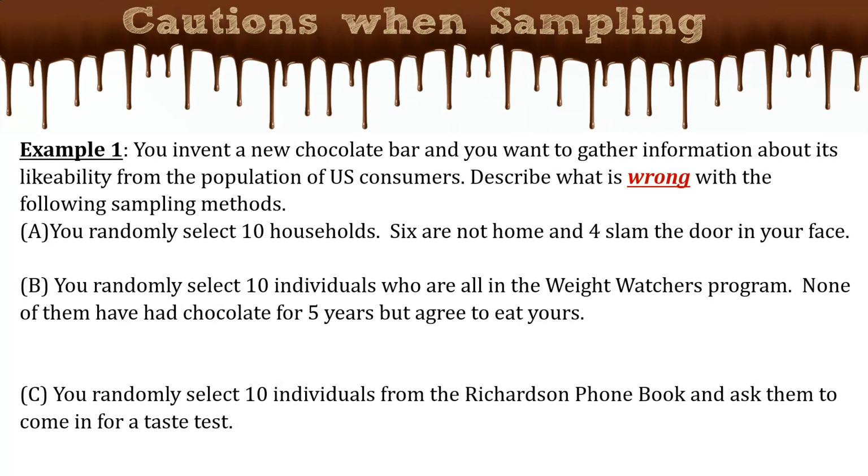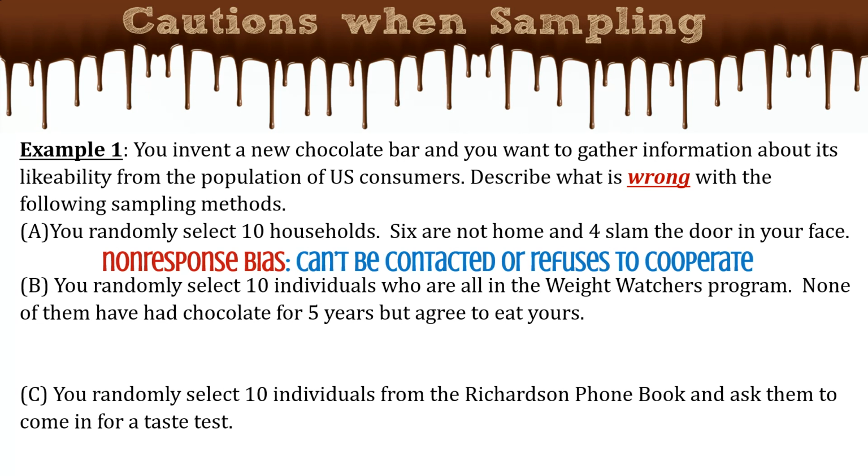So here's the problem. We're going to close with a couple cautions. Take a look at A, B, C, pause the video, and see if you think what is wrong with those sampling methods. Welcome back. Hopefully you paused the video. On A, you should have noticed that people slammed the door or refused to cooperate, or you literally got no response, hence non-response bias.